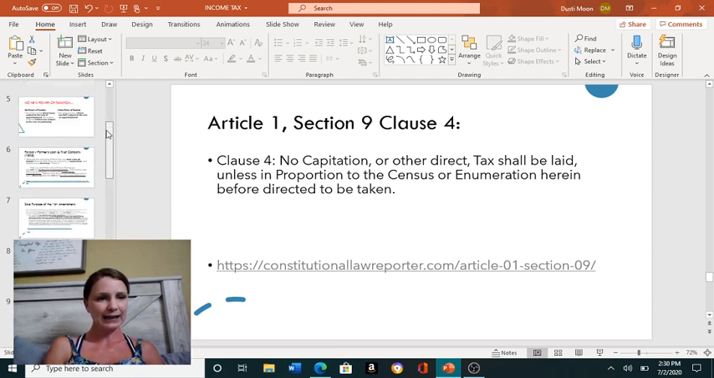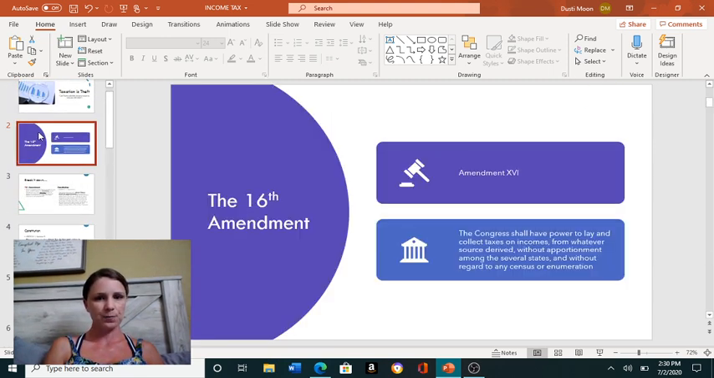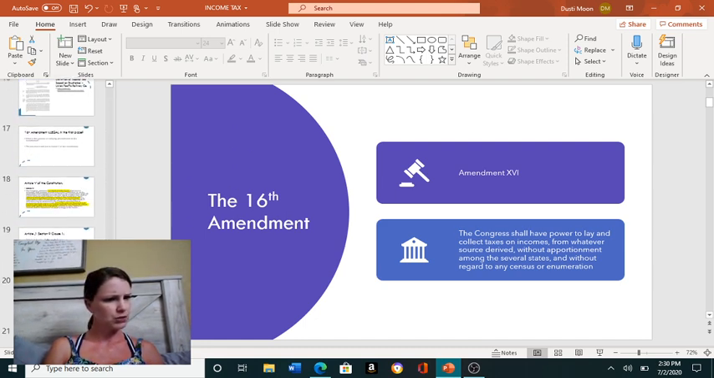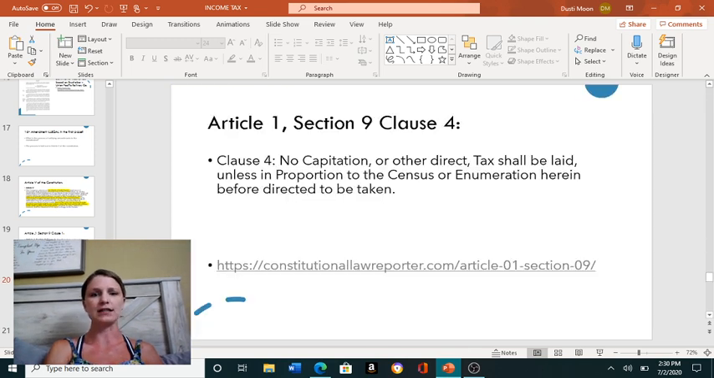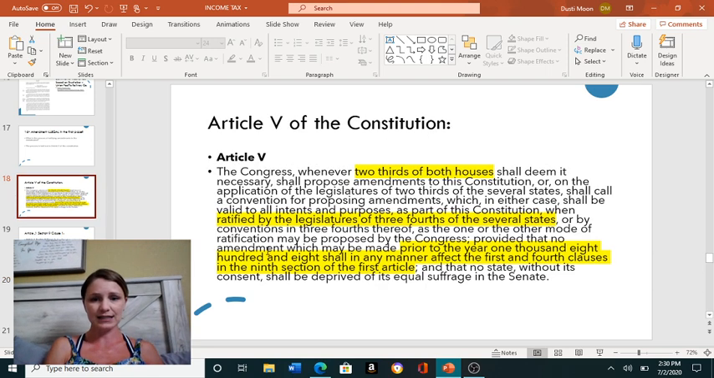If we go back, this is from my first video, the 16th Amendment says the Congress shall have power to lay and collect taxes on incomes from whatever sources derived without apportionment among the several states and without regard to any census or enumeration. So that is completely contradicting this. No capitation or other direct tax shall be laid unless proportioned to the census or enumeration. And Article 5 says you cannot amend the 4th clause in the 9th section of the 1st article. But that's not where it ends.